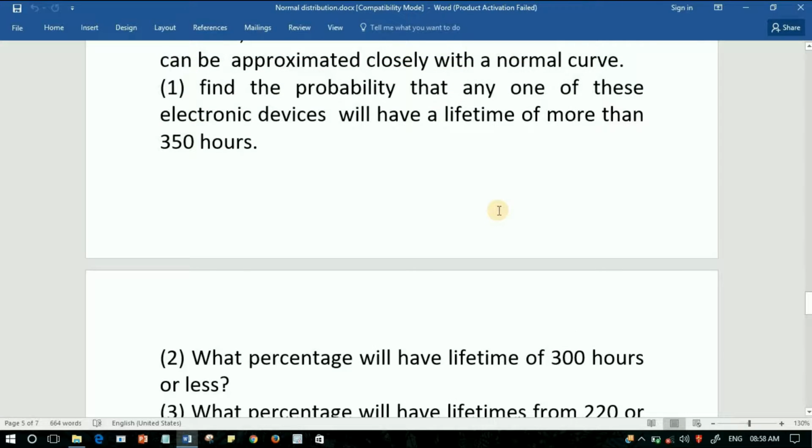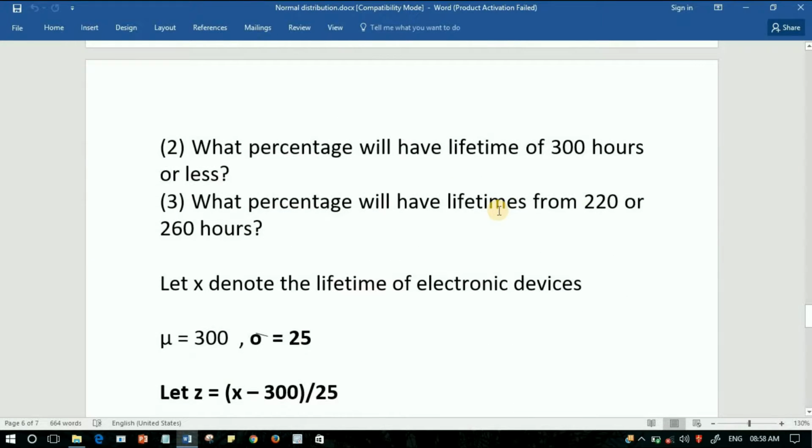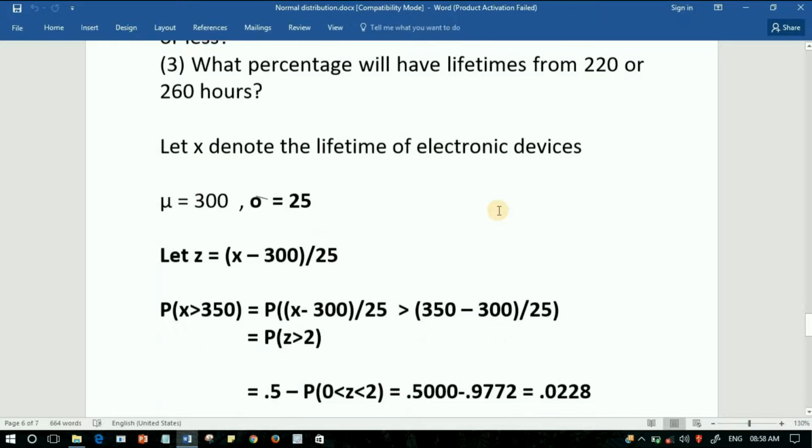In the first question, find the probability only. The second and third are finding the percentage. For the first question, you have to find the probability, and that is the answer. For the second, you have to find the probability and multiply it by 100. So here, mu is given as 300 and sigma is equal to 25. So let z is equal to (x minus 300) by 25.